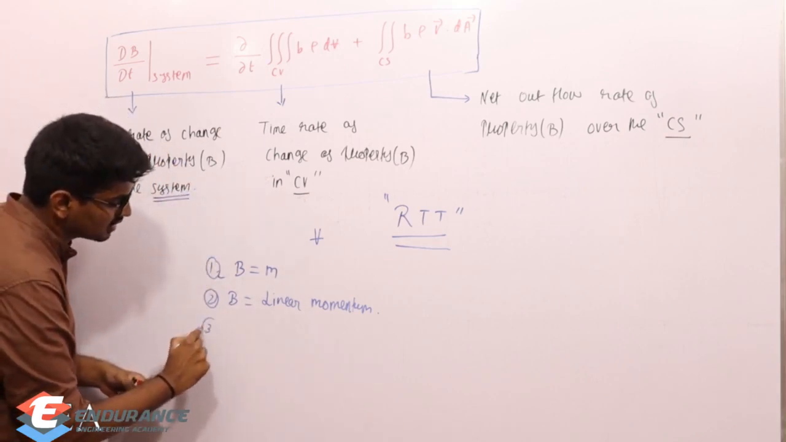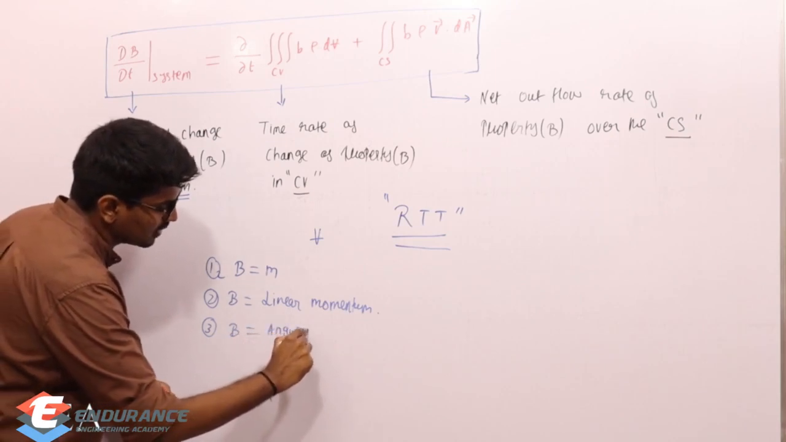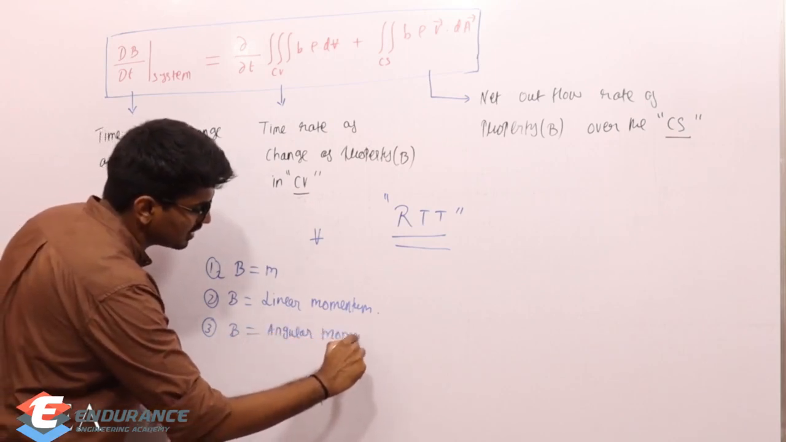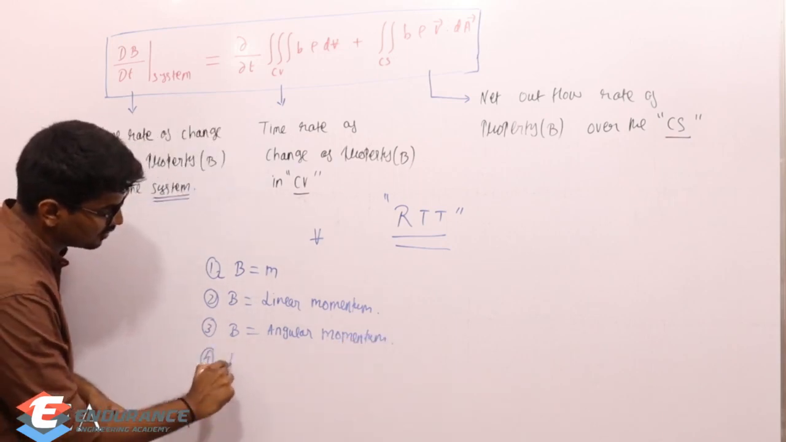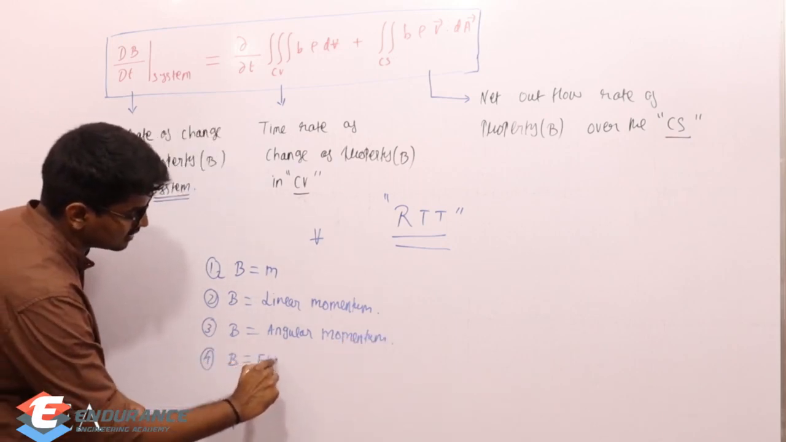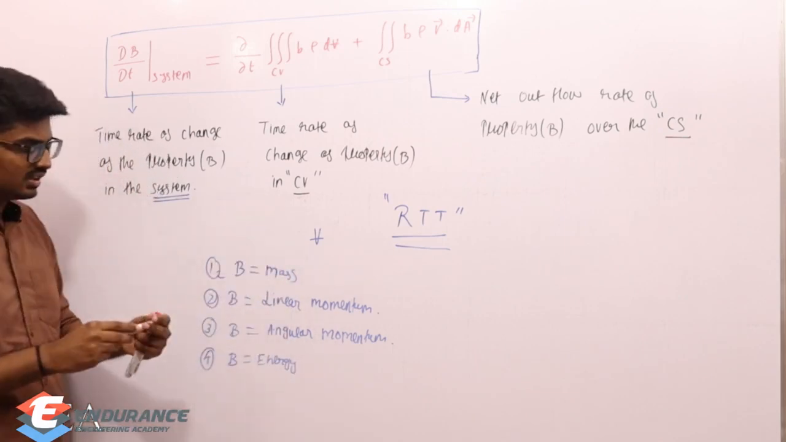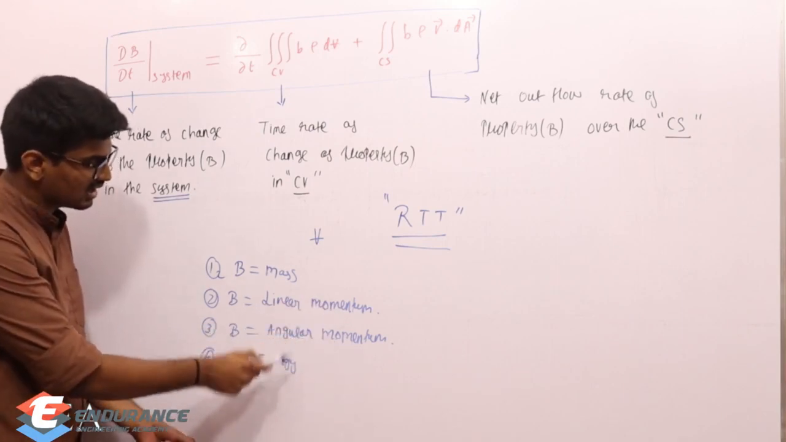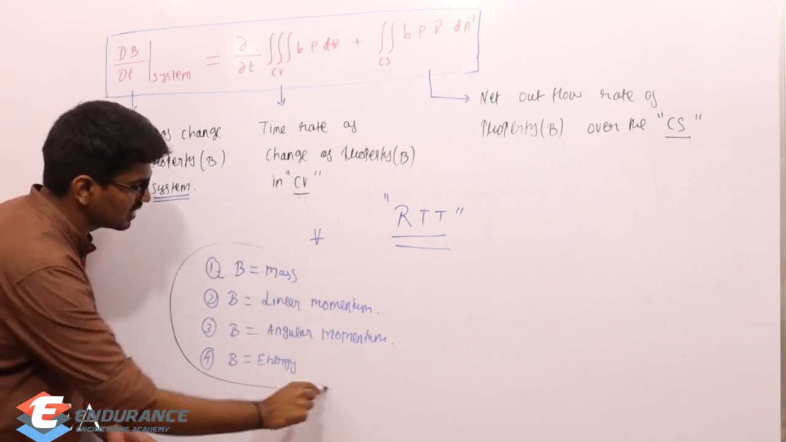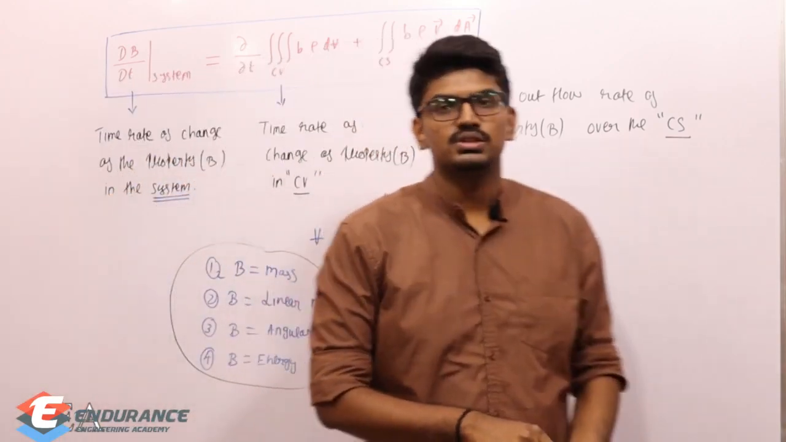And in the next, I will take B as angular momentum. So these two are momentum conservation equations. And finally, B will be taken as energy, so I will be getting the energy equation. So these are the four things: mass, momentum, and energy. These two are the momentum equations, this is the energy equation, and this will be my mass conservation equation. So this is what the next four videos are all about.